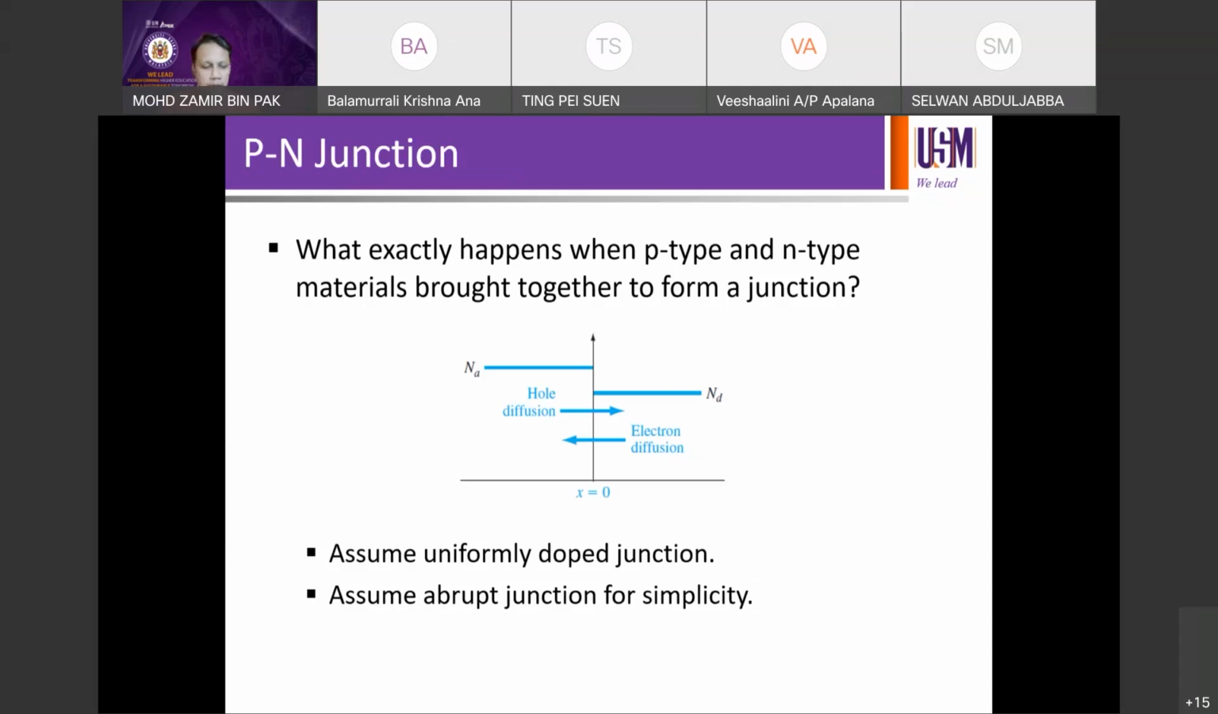What happens? Remember last time we talked about carrier transport phenomena. We have studied drift. We have studied diffusion, right? So when they are brought together, p and n-type, remember p-type material has holes as the majority carriers, and n-type material has electrons as the majority carriers. For now, let's just assume that we are combining p-type crystalline silicon with n-type crystalline silicon.